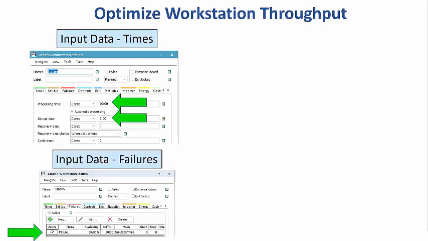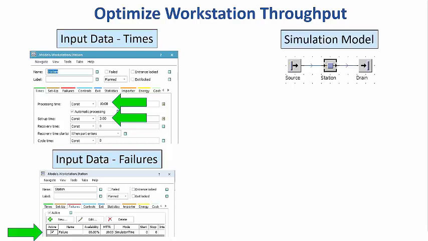Plant Simulation gives you a choice of inputting failures or downtimes as availability and a mean time to repair, or a mean time between failures and mean time to repair. Here the station will randomly fail 20% of the time for a random time that averages 10 minutes. To simulate the operation of the station, we need a source to bring parts into the model and a drain to remove parts from the simulation and collect statistics.